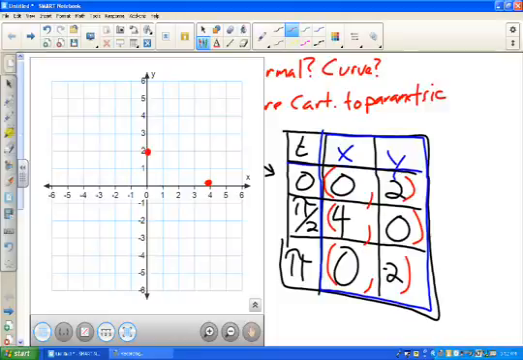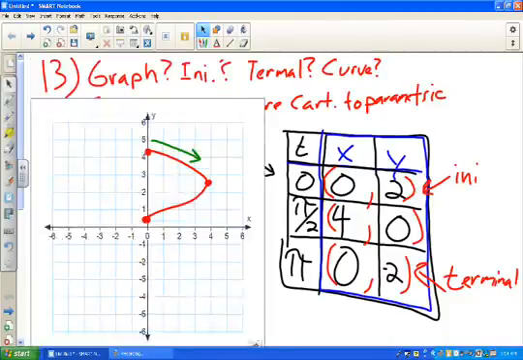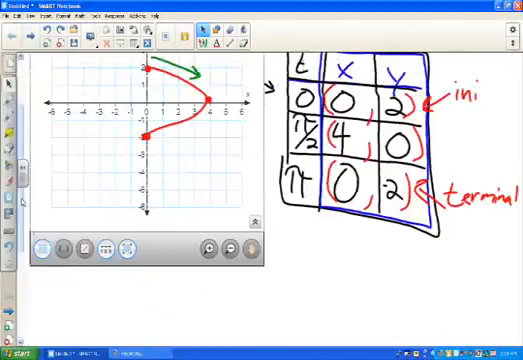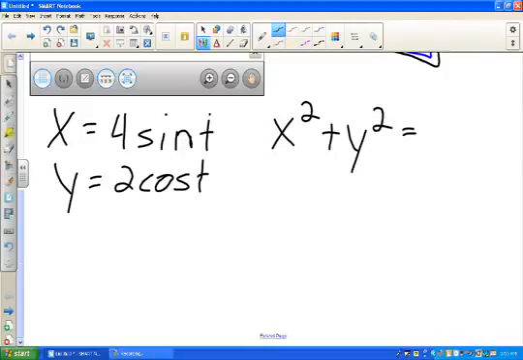The next step is to graph those points on the graph. The initial point is the lower boundary of t, which occurs at 0, 2. The terminal point is the upper boundary of t, which is pi, which occurs at 0, -2. As we graph the points, it looks like an ellipse. So now we need to prove or find the Cartesian equation.